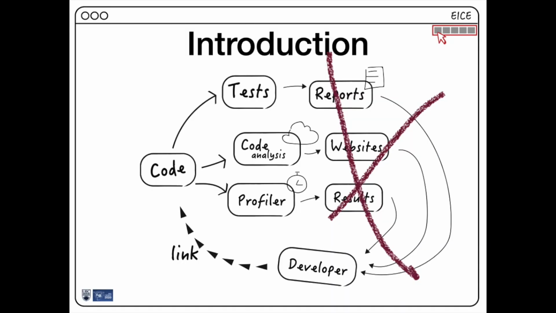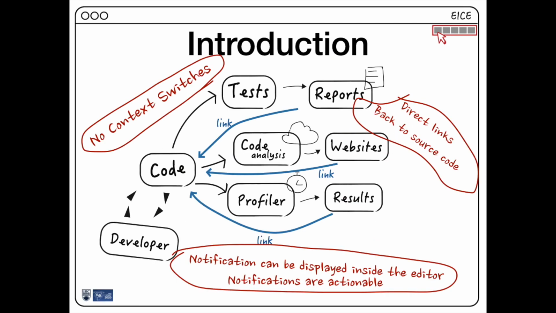Noticing the source code itself is the commonality between most of these tools, we have an idea. What if we don't need to use these external tools or interfaces to fetch external information? Instead, the code editor does it for us. There wouldn't be context switches, and notifications can be directly displayed inside the code editors and are actionable. That would be great, right?